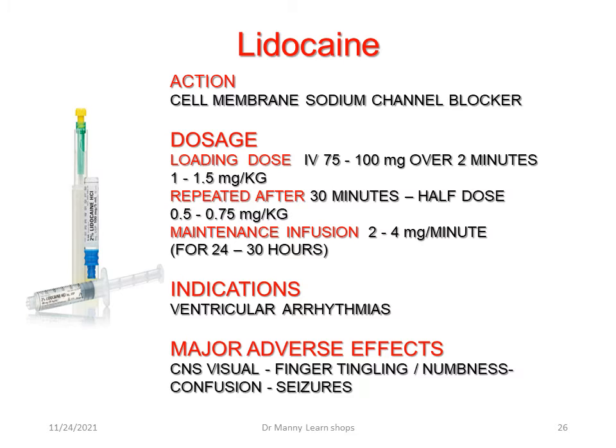After that, you can repeat it within 30 minutes and you give a half dose, 0.5 to 0.75 milligrams per kg, maintenance infusion 2 to 4 milligrams per minute for about 24 to 30 hours. The indications are ventricular arrhythmias or dysrhythmias such as ventricular tachycardia or ventricular fibrillation that's refractory to other forms of treatment. The major adverse effects are central nervous system and visual effects, finger tingling or numbness, confusion, and in the worst scenario, tonic-clonic seizures.